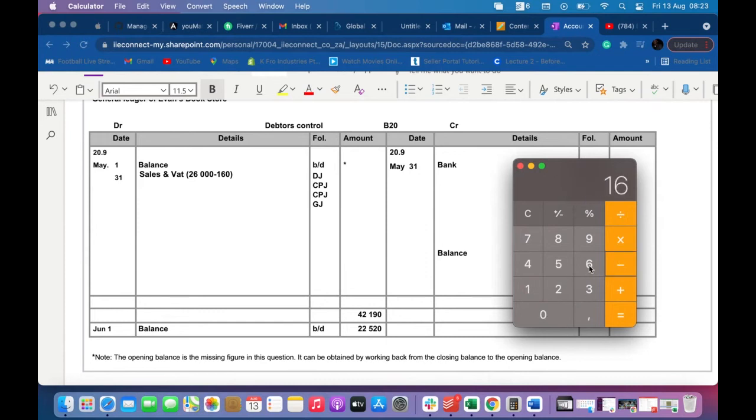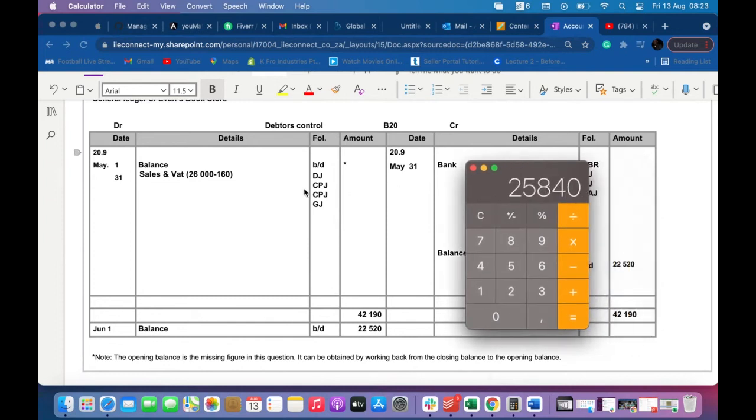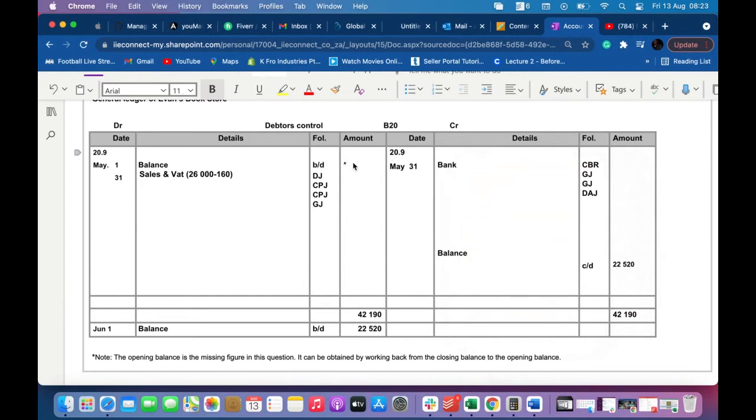Minus 160. What do we get? Is it possible to copy this? Okay, we can't. Okay. So the total that we get is 25,840. Okay, right. Then after that, that's the first correction done. We can now move on to the next piece of information.